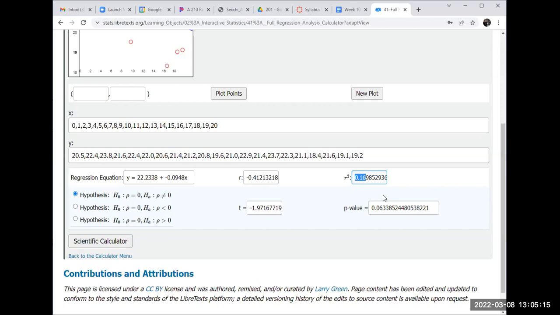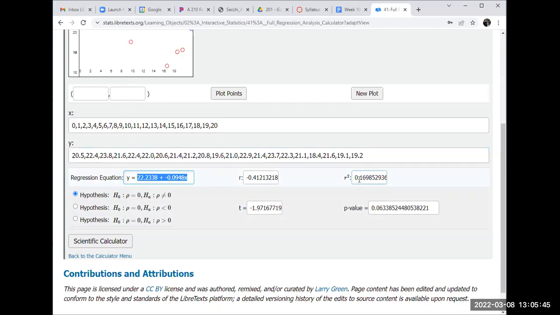Okay, the p-value is bigger than 0.05. Not that much bigger, but it's bigger than 0.05. So we fail to reject the null hypothesis. And if we do not have statistically significant evidence to show that there's a correlation, then you shouldn't even try to interpret the slope and the y-intercept because they're not very helpful.